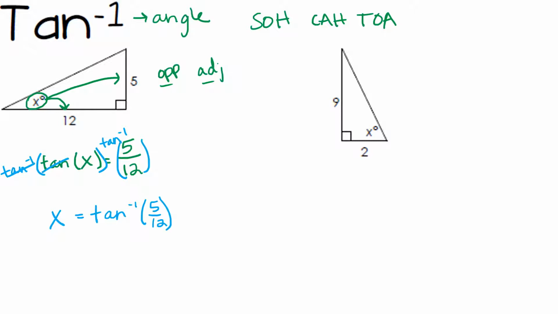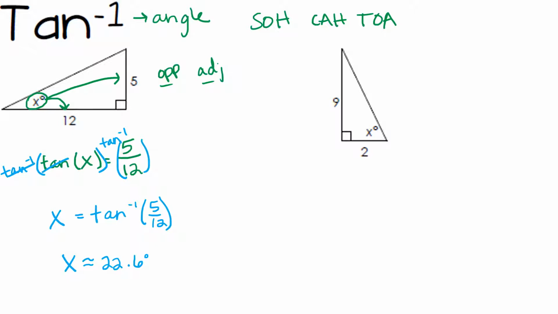Once you get to this point, we just type it into our calculator, and you should get back the answer of 22.6 degrees. If you're not getting that back, either you typed it in wrong or your calculator could still be in radians. If you don't know how to change it to degrees, that's fine. Make sure you ask me in class so we can get that fixed so you can do your homework problems correctly.